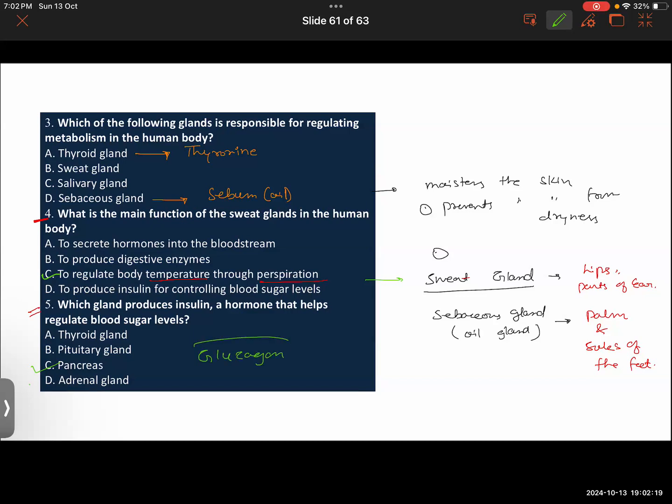And glucagon, we have learned how it functions. If the blood sugar level drops very low, the glucagon is going to stimulate the liver to release the stored sugar back into the blood. Oh, there is a medicine which contains glucagon. Exactly. There are several medicines that contain glucagon in them.